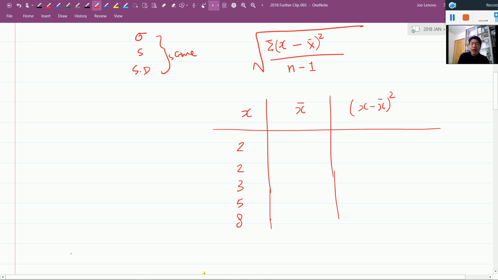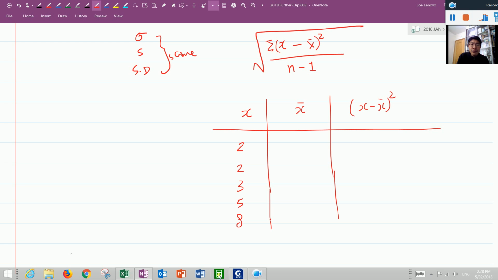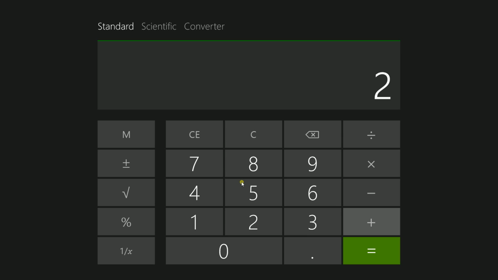What is the average of it? I need to rely on the calculator. 2, 2, 3, 5, 8. 2 plus 2 plus 3 plus 5 plus 8. I have 20. 20 divided by 5, 4 would be the mean.